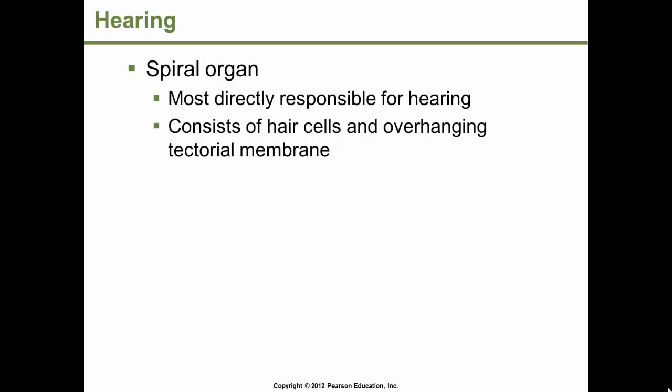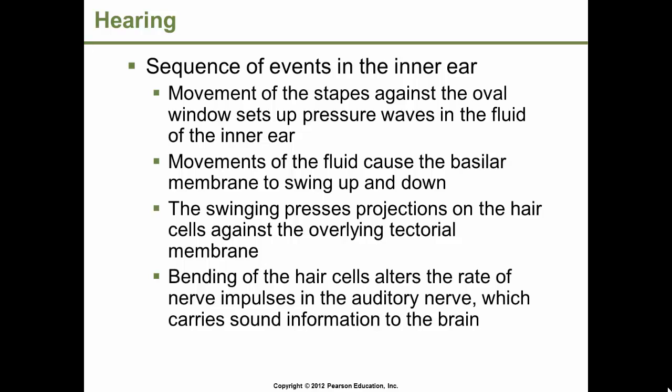The spiral organ, also known as the spiral organ of Corti, is the structure most responsible for hearing. It consists of the hair cells and that overhanging tectorial membrane. Each hair cell has approximately 100 slender projections.